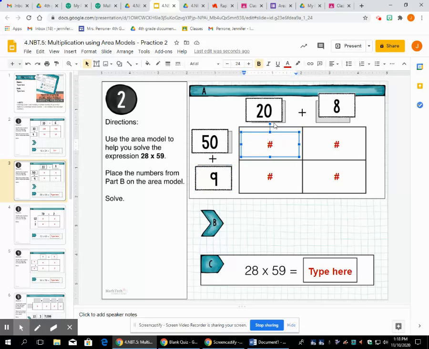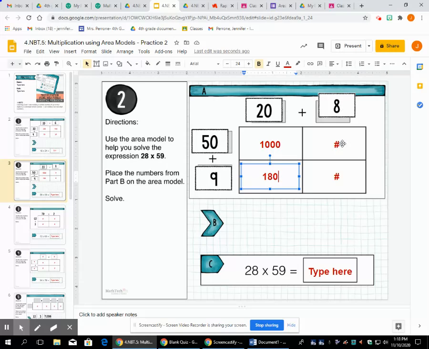Okay, let's look at the first box. If we have 50 times 20, 5 times 2 gives me 10, and I have 2 zeros. That gives me 1,000. The box underneath is 9 times 20. 9 times 2 equals 18 with 1 zero. So I should have 180. If I look over here, my 8's up here, so my 8 needs to multiply 50 and 9.